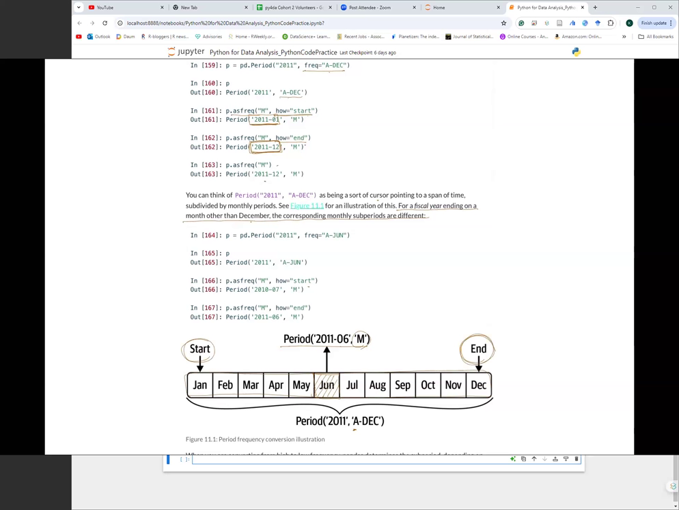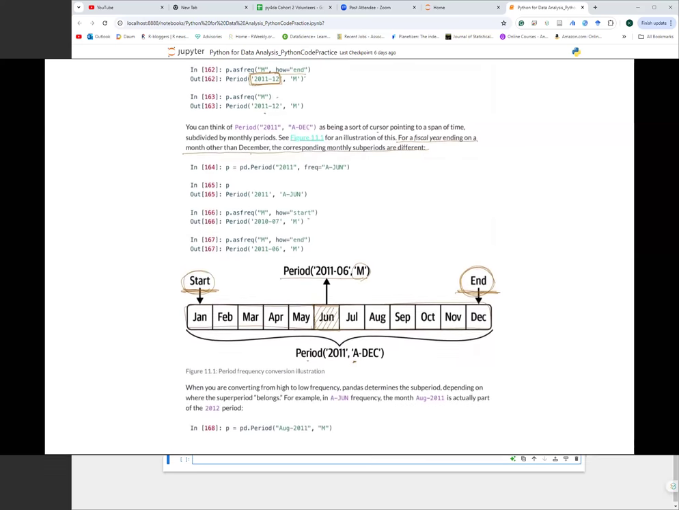And then frequency actually means how we identify that period, from the start date or end month, the starting month or end month. That's how we set up the criteria points to define our period, okay?